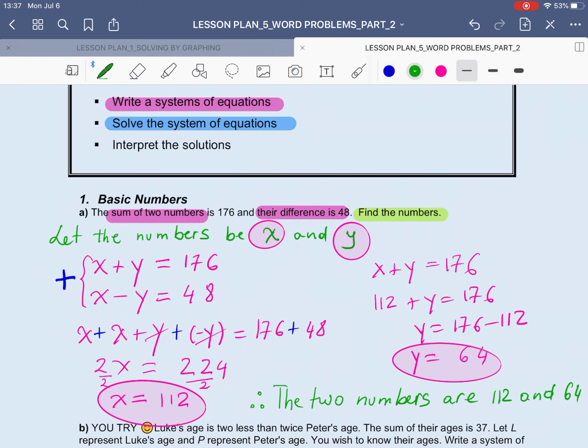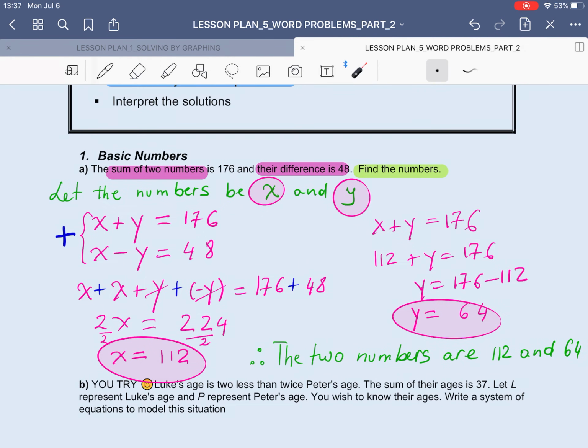You're probably wondering, hey, what would have happened if we subtracted y minus x in here instead of x minus y? Would you get the same answers? Well, if you would like to, try and see what you're going to get. But my guess is that you will get the exact same numbers, but you will find them in different orders.